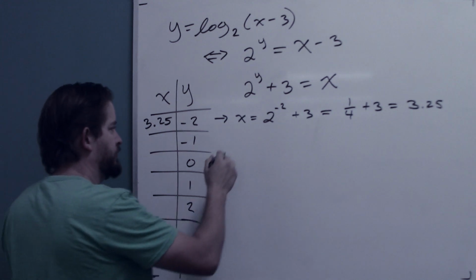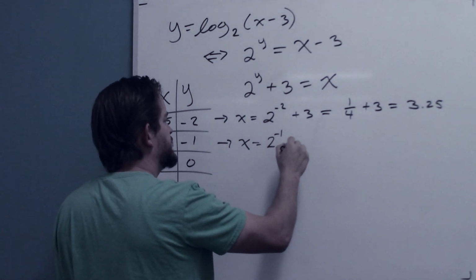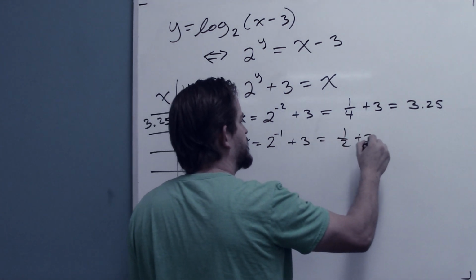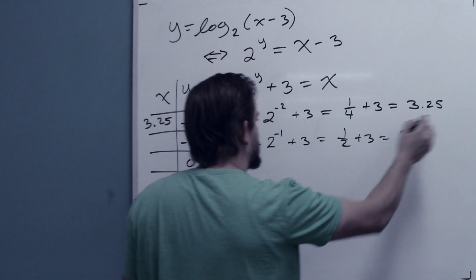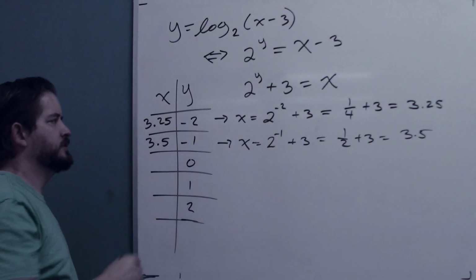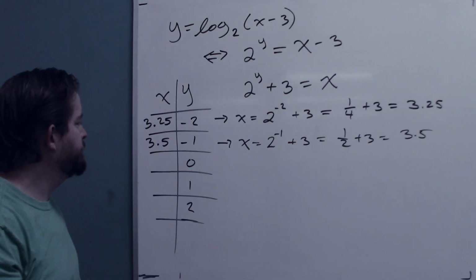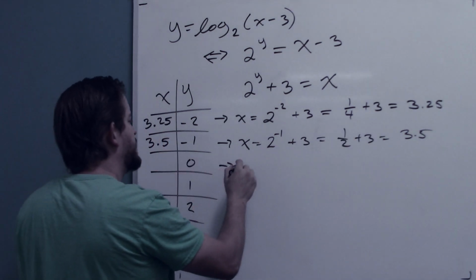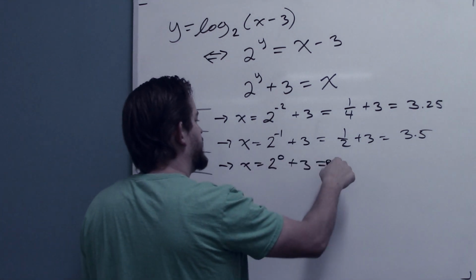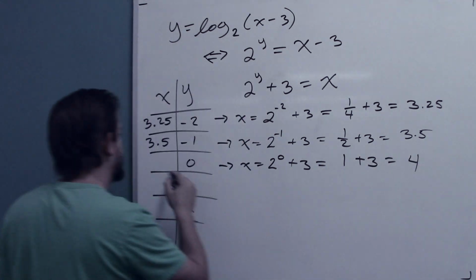If y is negative 1, that tells me that x equals 2 to the negative 1 plus 3, but that's 1 over 2 plus 3, or 3.5-ish. And it doesn't matter if you think of these as decimals or 3 1/4, 3 1/2, right? It doesn't matter. If y is 0, then I have x equals 2 to the 0 plus 3, but that is 1 plus 3, and that is 4.